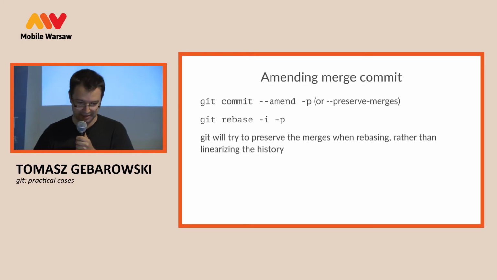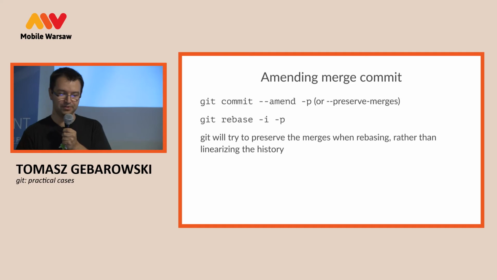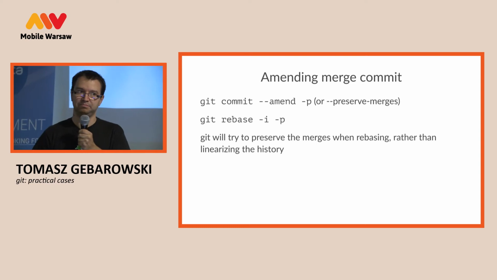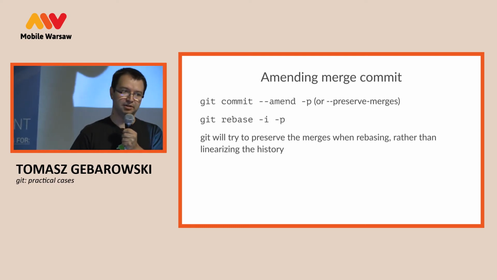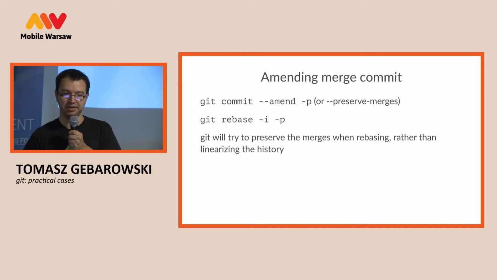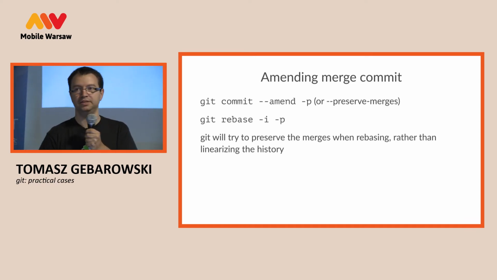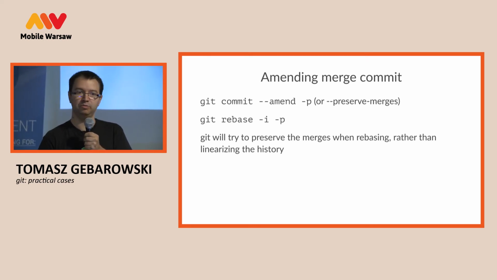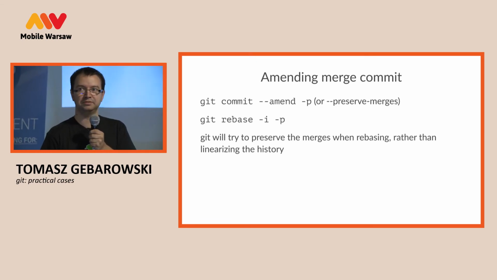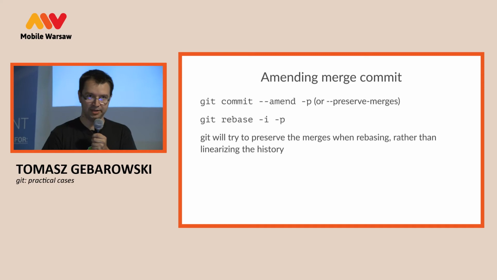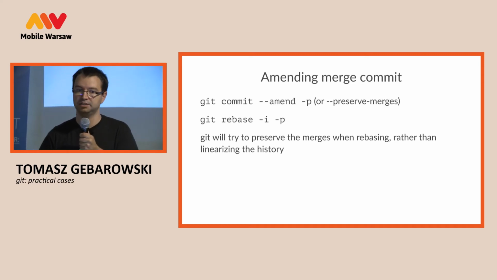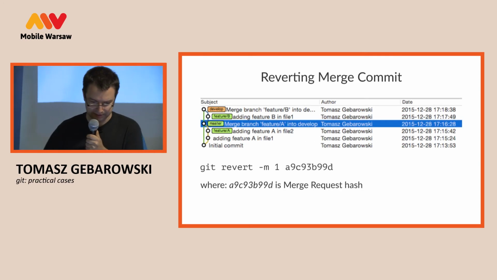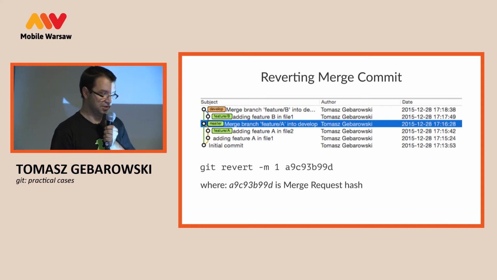And then there is something that is also quite important with merge commits. When you are rebasing and by accident the scope of the rebase covers a merge commit, and you forget to use the preserve merges flag, then this history will be flattened, and probably it's not what you need. So using the -p option for amending merge commits or for rebasing is quite safe because you are not flattening this information.